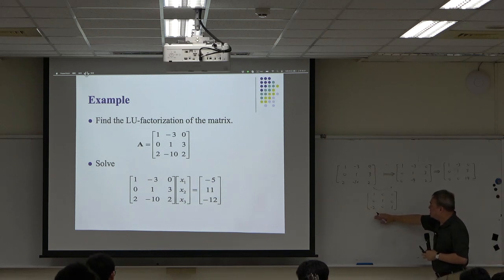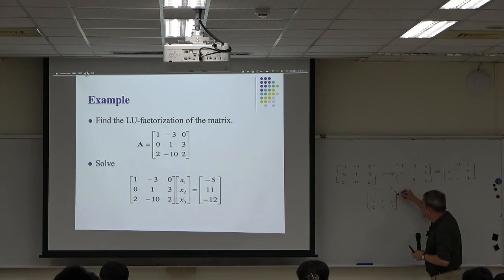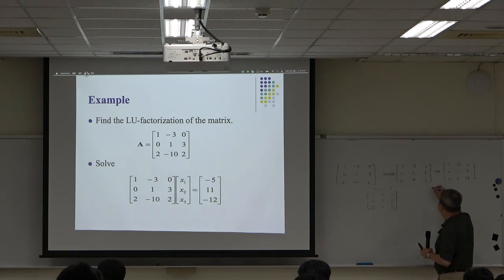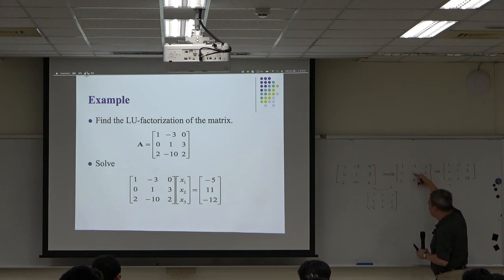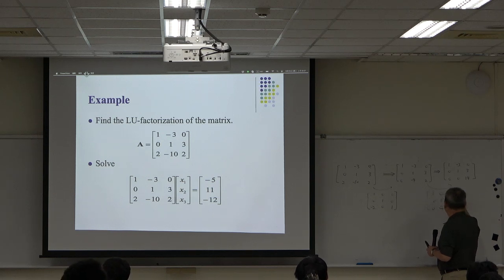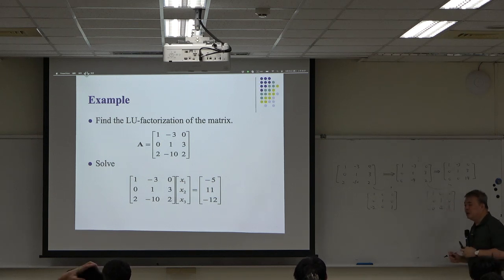Okay, this is good enough. So this one, from here to here, you multiply this one to this one, you get this. What else? From here to here, you multiply 4 to the second row, add to the third row. 1, 0, 0, 0, 1, 0, 0, 4, 1.